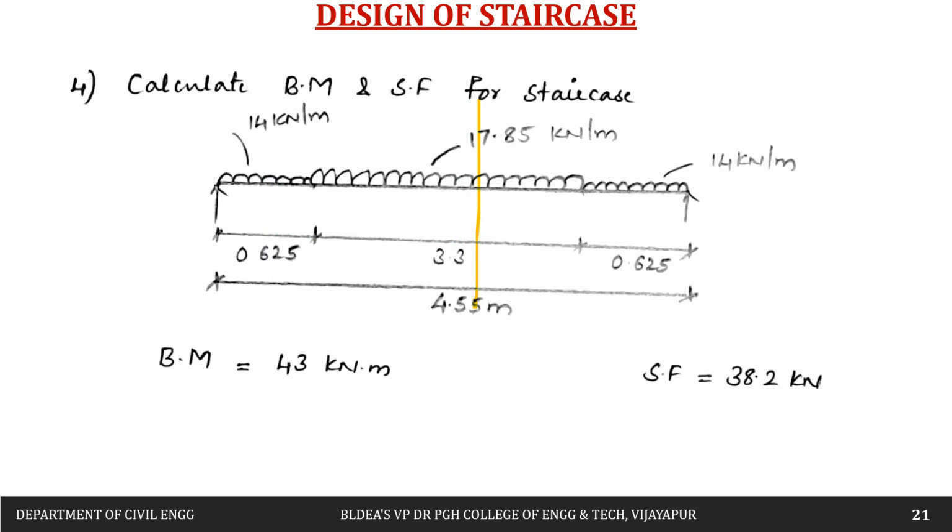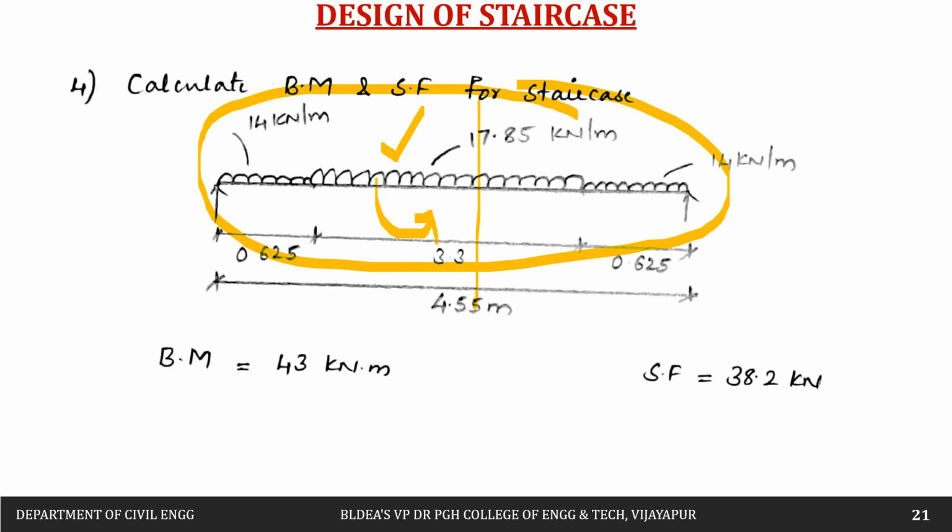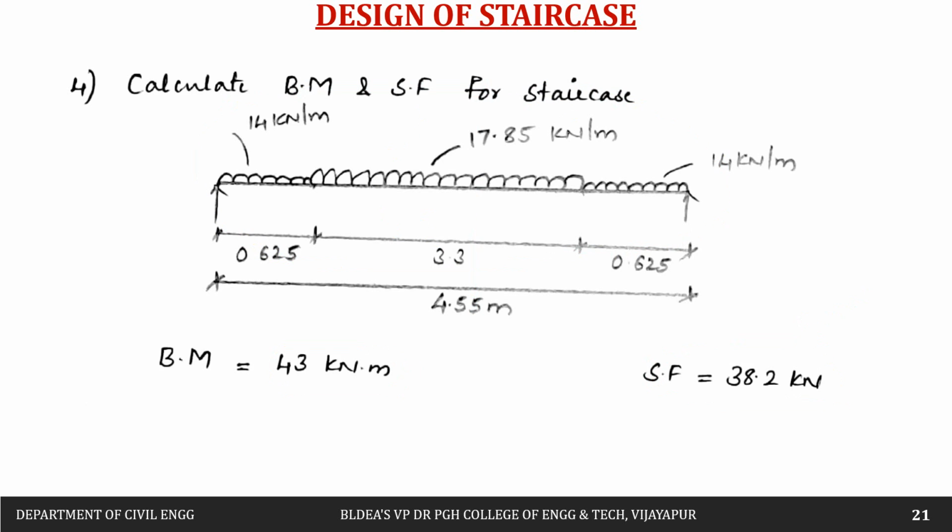Then next is the moment due to this 17.85 kilonewton per meter. This is anticlockwise. So 17.85 multiplied by 3.3 divided by 2, that will be the total load. Now distance will be 3.3 divided by 4. If you do that, you will get the bending moment, that is 43 kilonewton meters. Shear force will be 38.2 kilonewton.